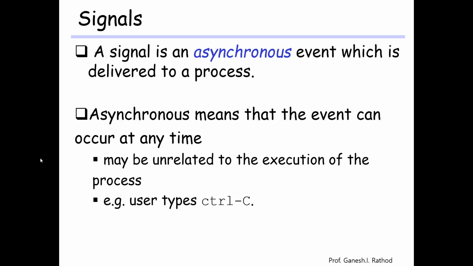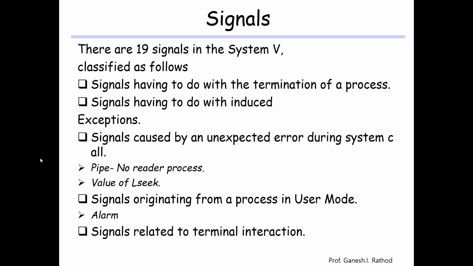There are various types of signals. Let's see what these are. In Unix System 5, there are 19 different signals: signals related to termination of the process, signals related to terminal interaction for the user mode, or signals related to induced exceptions, etc. So basically there are 19 signals in System 5.